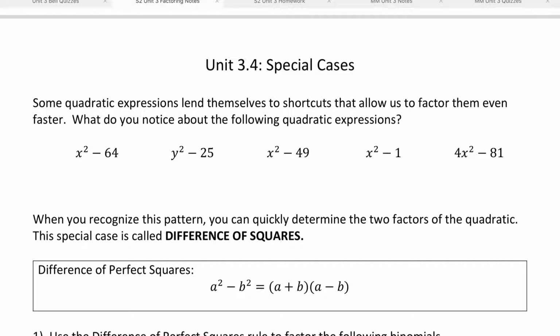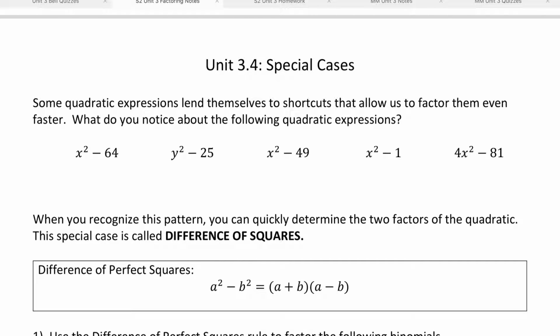All right, welcome. This is Unit 3.4, Special Cases. So we've been talking about factoring a lot. We started with the greatest common factor, and then we did grouping, and we did factoring when A is 1, factoring when A is not 1, and now we're going to look at some special cases that will help us factor some more.